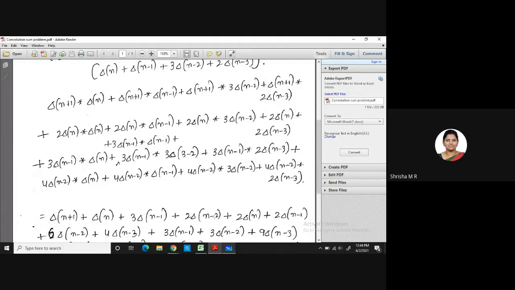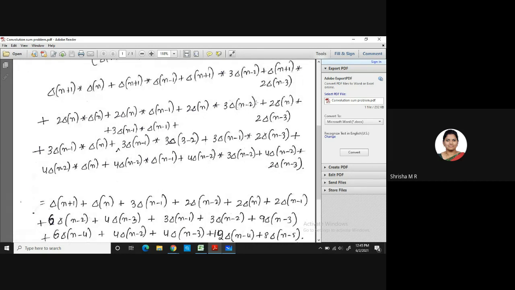Okay. And if you convolve 2 times delta n with delta n, you will have 2 times delta n only. Okay. Then you have 2 times delta n convolved with delta n minus 1. That would be 2 times delta n minus 1. Okay. Then you have 2 times delta n convolved with 3 times delta n minus 2. That would be 6 times delta n minus 2. If you convolve these two, multiply the amplitudes and add the delays. You have delta n here and delta n minus 2. So that would be 6 times delta n minus 2. Okay, that we have here.